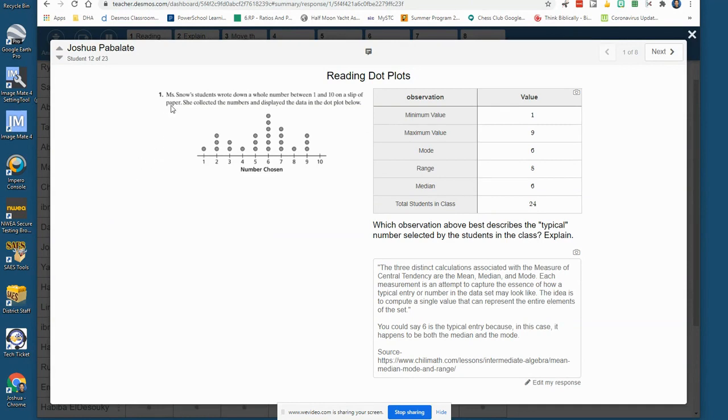Number one says, Mrs. Snow's students wrote down a whole number between 1 and 10 on a slip of paper. She collected the numbers and displayed the data in the dot plot below. So here we go. So here's some observations.